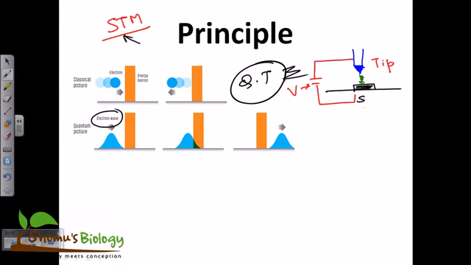Now, the amount of electricity that is generated between the tip and the sample is indirectly proportional to the voltage. So if you apply higher voltage, the electrons released will be low. If we use lower voltage, the current flow will be high, right? So they have indirect proportionality between the voltage and the current flow, right?